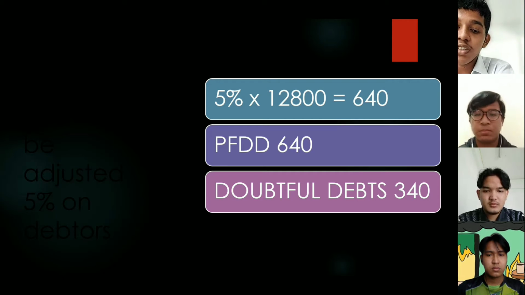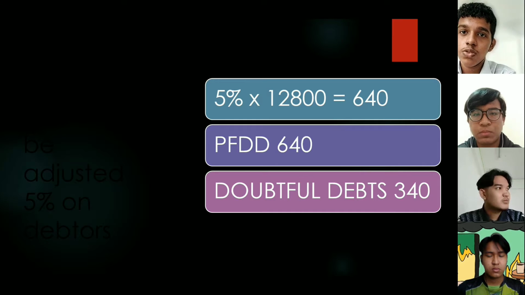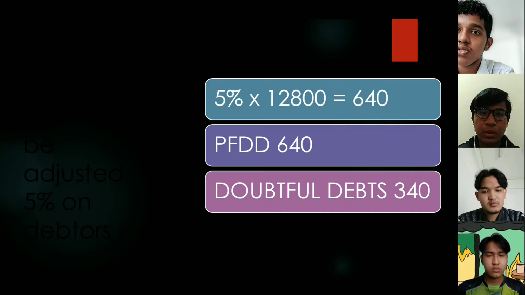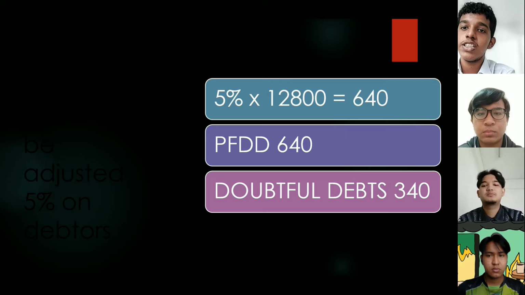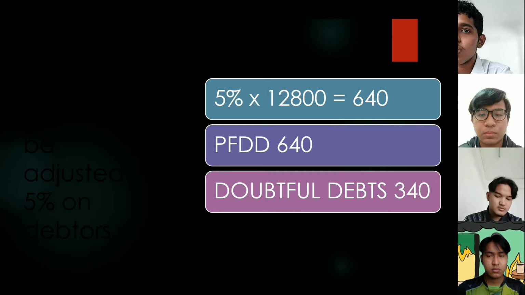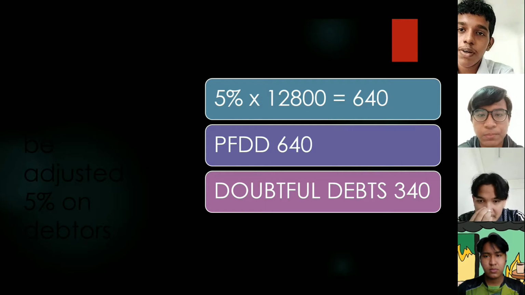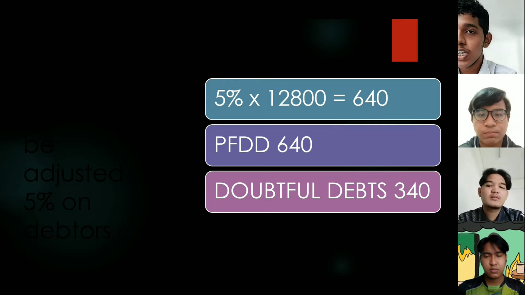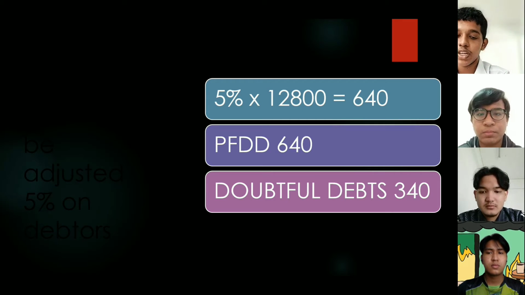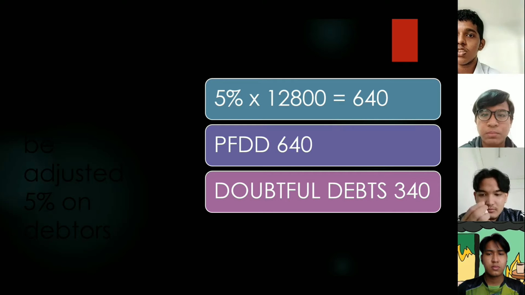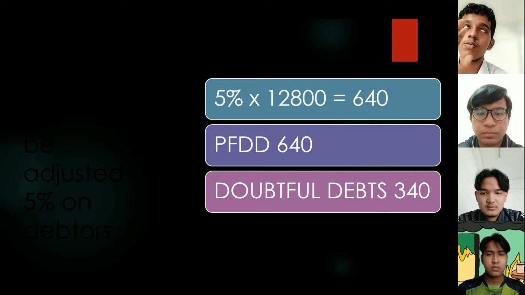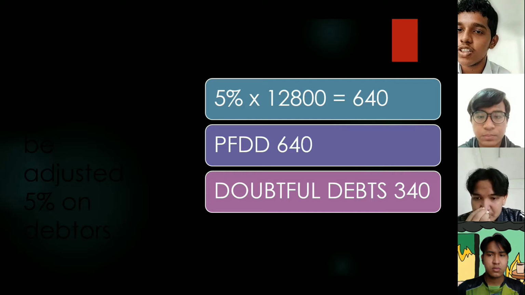So the C is provision for doubtful debt to be adjusted 5% on debtors. So we have to times 5% with 12,800. So that is debtor. So the answer is 640. So the provision for doubtful debt is 640 and doubtful debt is 340, because in the trial balance the doubtful debt was higher than the current in additional information. So that was decreased. So we have to minus the old provision for doubtful debt and our current doubtful debt. So the amount is 340.